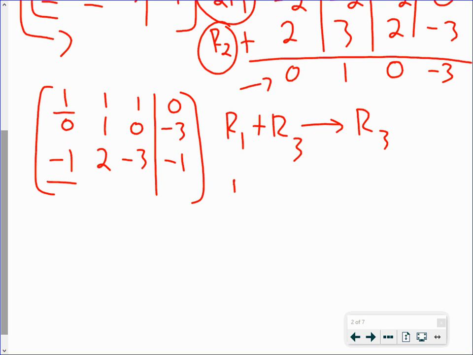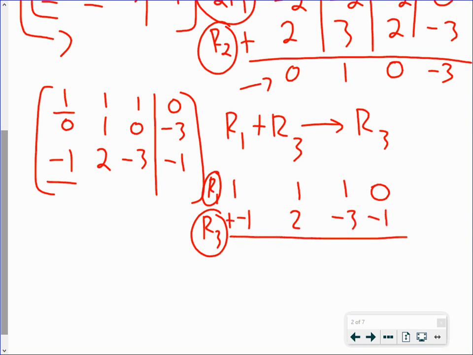So row 1 is 1, 1, 1, 0. That's my row 1. And my row 3 is -1, 2, -3, and -1. And I'm going to be adding these rows together. 1 plus -1 is 0. 1 plus 2 is 3. 1 plus -3 is -2. And 0 plus -1 is -1.